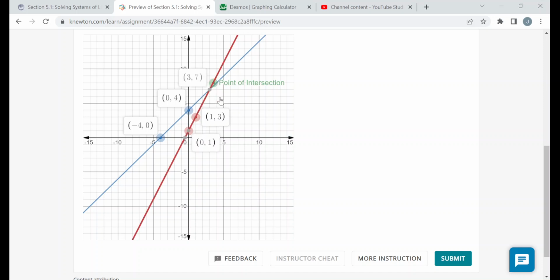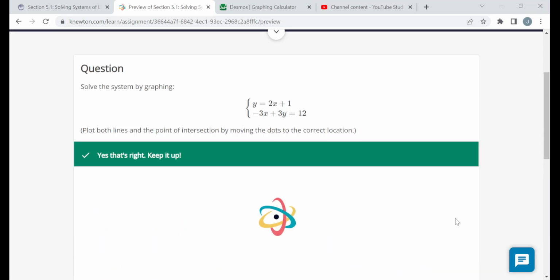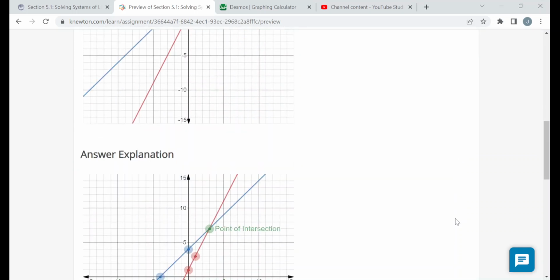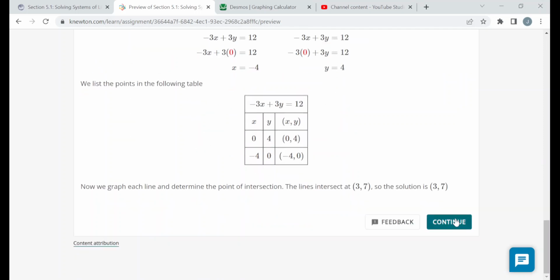And then the point of intersection. You can see it's highlighted in gray when you click on one of the graphs, and you can move that point to make sure it's on it. Yeah, it looks like it's at the point of intersection. That should be the point 3, 7. Wonderful. Great. All right, next.